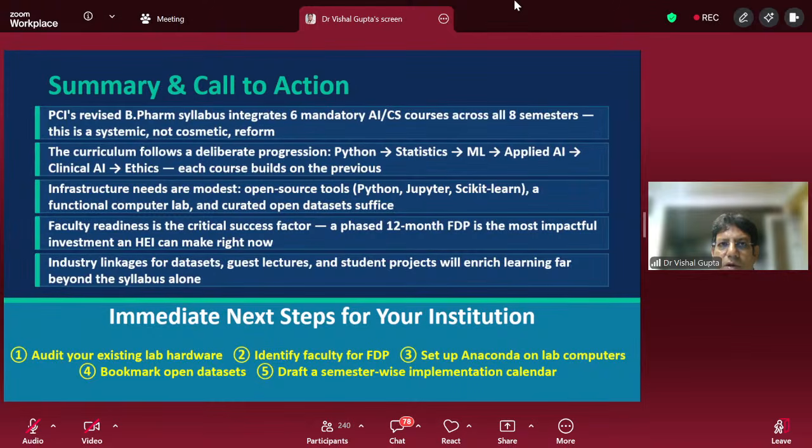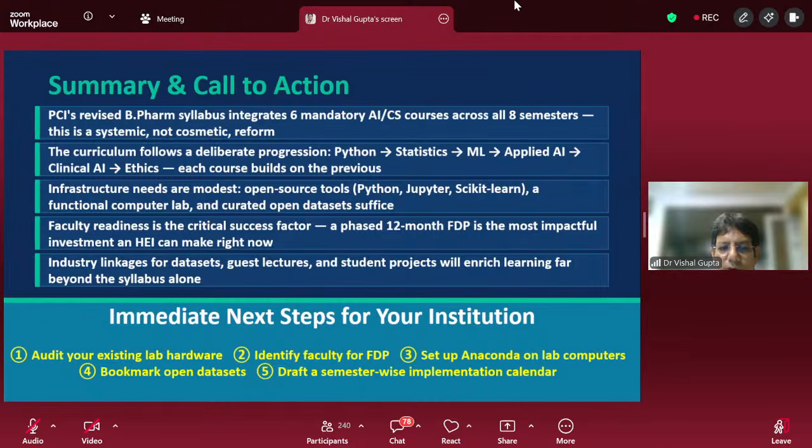Infrastructure needs throughout India are very modest, because most of the tools are open source tools. The only things you require are a functional computer lab and curated open databases. Data sets suffice the purpose. Faculty readiness is the critical success factor. We as faculty should be ready for this transformative change. And the phased 12-month FDP is the most impactful investment any higher education institution or pharmacy school can make right now. Industry linkage for datasets, guest lectures, and student projects will enrich learning far beyond the syllabus alone.